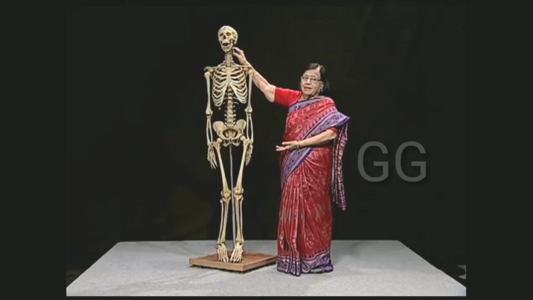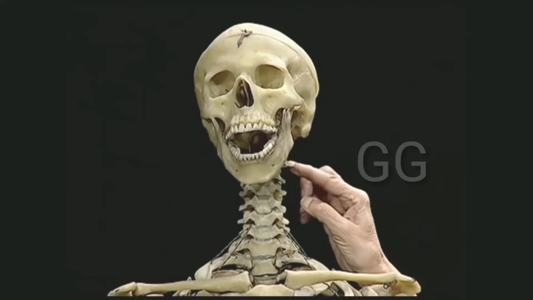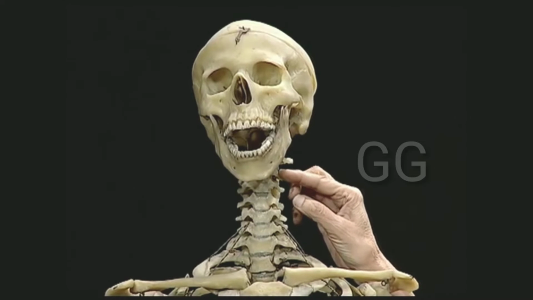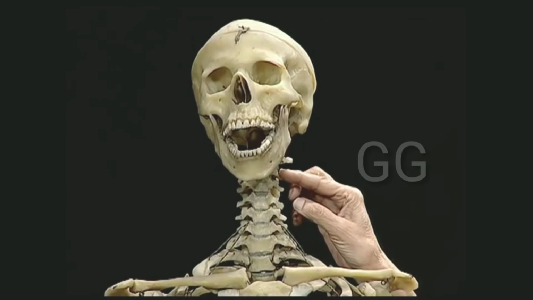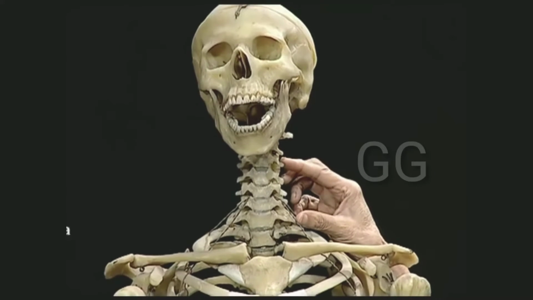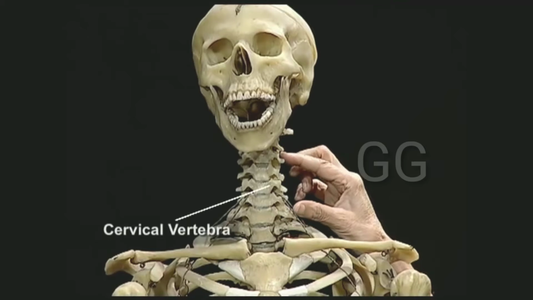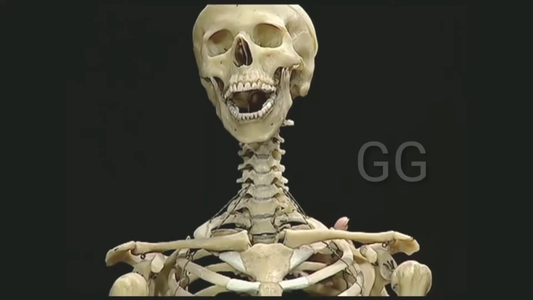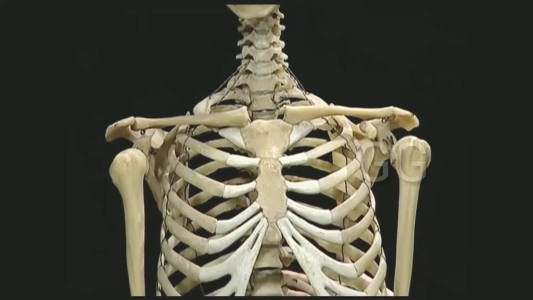First vertebra is atlas, second is axis. They have different names individually and independently. We have 7 cervical vertebra, this is cervical region. Then we have 12 thoracic vertebra, this is thoracic region.